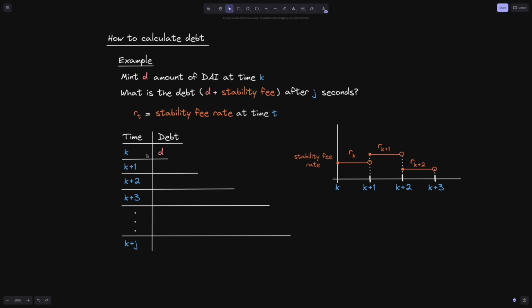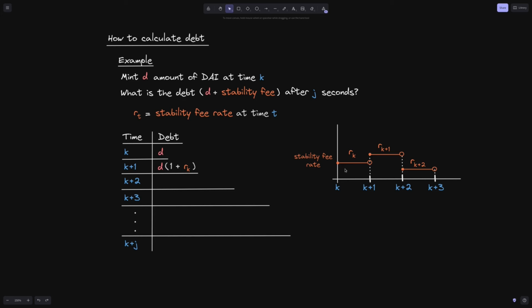At time K, this user borrowed D amount of DAI from the DAI stablecoin system. So the debt that they owe is D. At this moment, it has not accrued any stability fee. How about at K plus 1? 1 second after this user has borrowed DAI.